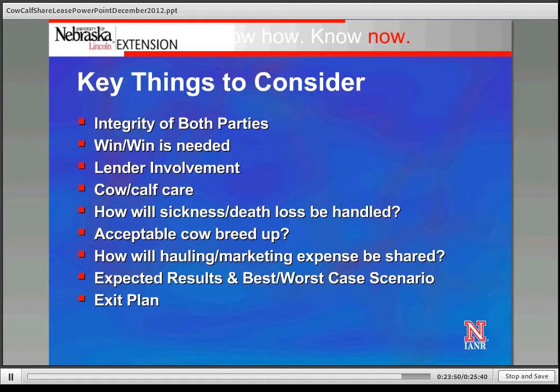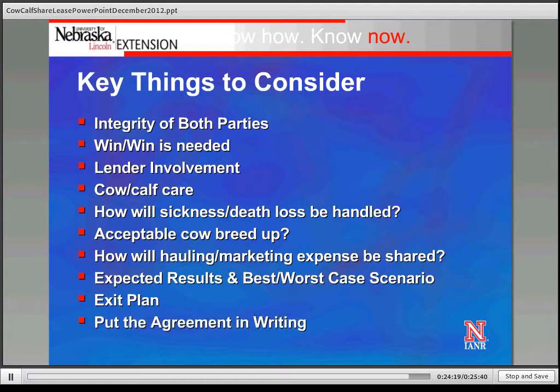Also, I think it's important to talk about an exit plan. If for some reason something happens to one of the parties involved, or situations change where maybe the cow owner needs to sell the cows, or the cow operator loses a lease and can no longer take those cows in, how will that exit plan occur? I think it needs to be put in writing, clearly showing how that will happen so that it's clear to both parties up front what will take place in that situation.